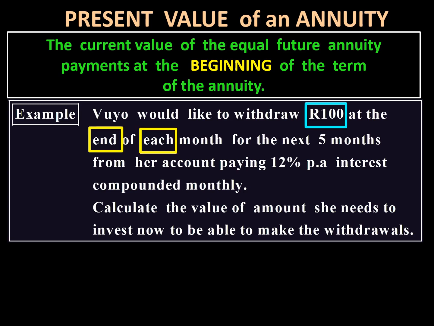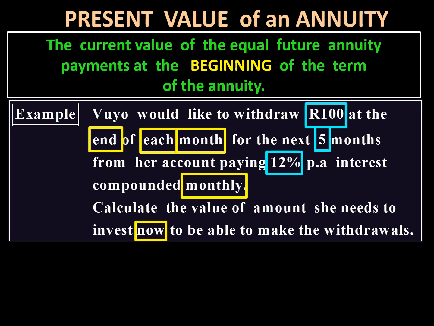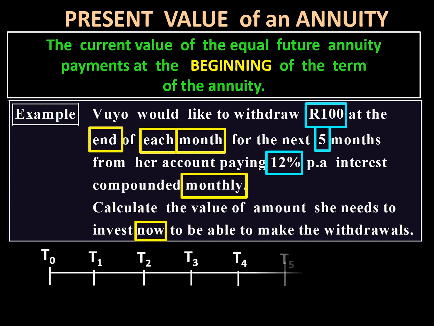So that's an ordinary annuity, and it's every month, and it's going to be for 5 months, and it's 12%, and it's monthly, and we want to find what's the value of the investment now that she must make. So the "now" means present. Let's look at the timeline just to fully understand that. So we want to know what is the amount she must deposit now. That's the amount that is unknown there, right? The amount at the beginning.